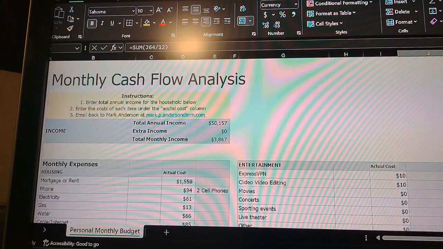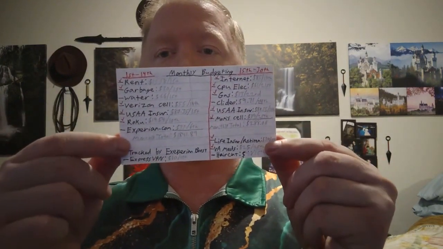So that is a great example. This is a monthly cash flow analysis. The next segment would be my 3x5 card. This is how I specifically keep track of everything really, really well and very detailed. And that is this. Everything, my entire monthly budget really broken down well.